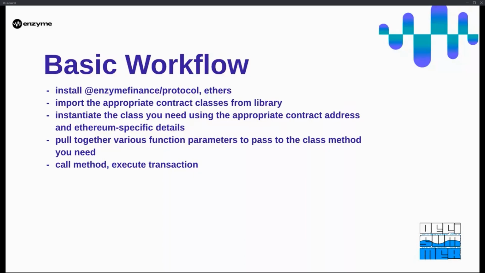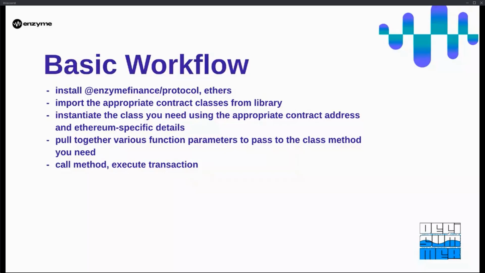The basic workflow is simple. You import the library. You also import Ethers. It's a necessary dependency. Then in the file where you're working, you import the appropriate contract classes. So this would probably entail looking at the diagram or the protocol specs and figuring out what contracts you need. Then you instantiate that class using the correct address where the contract sits on the Ethereum blockchain. And these Ethereum-specific details, we'll get into that in a second.